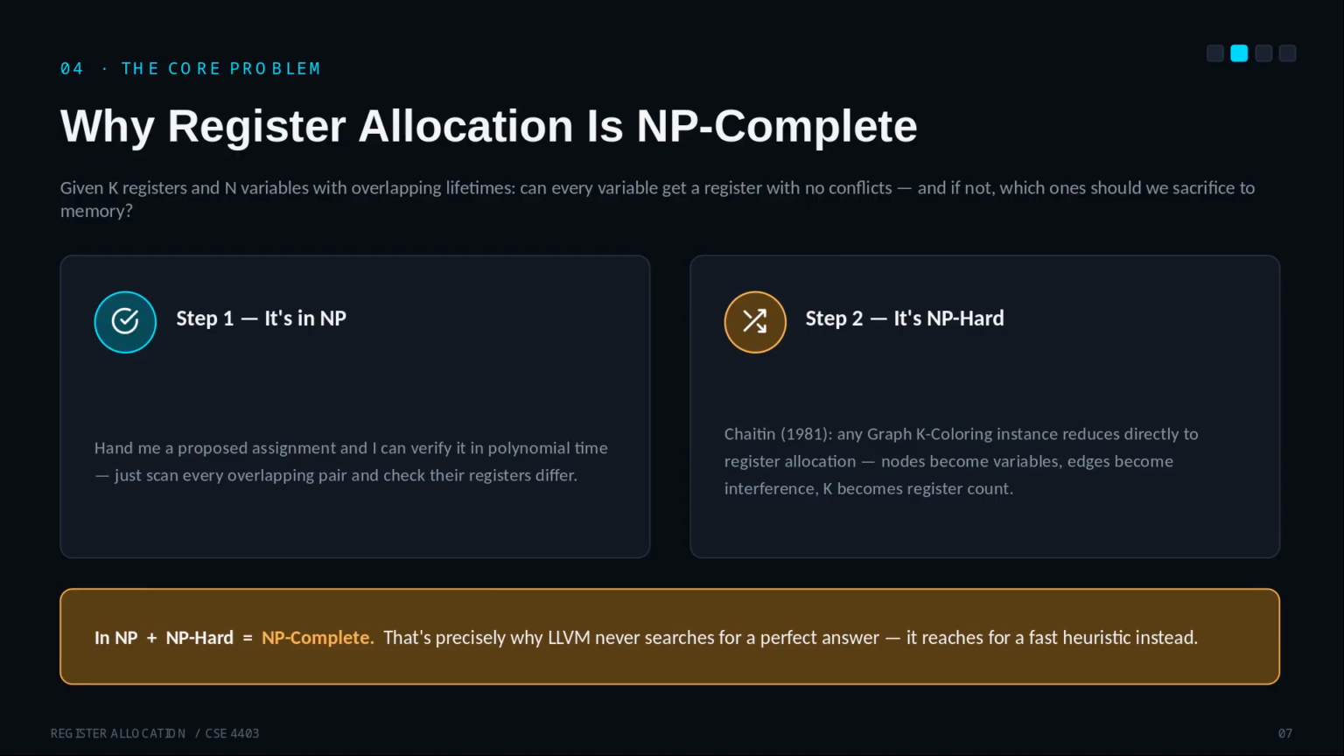So what kind of problem is register allocation? It's an NP problem. We can verify it by checking that the neighbor of a node is not the same color. It's an NP hard problem, as Chaitin proved it by reducing the graph coloring problem to the register allocation problem. So NP hard and NP together give us an NP complete problem.